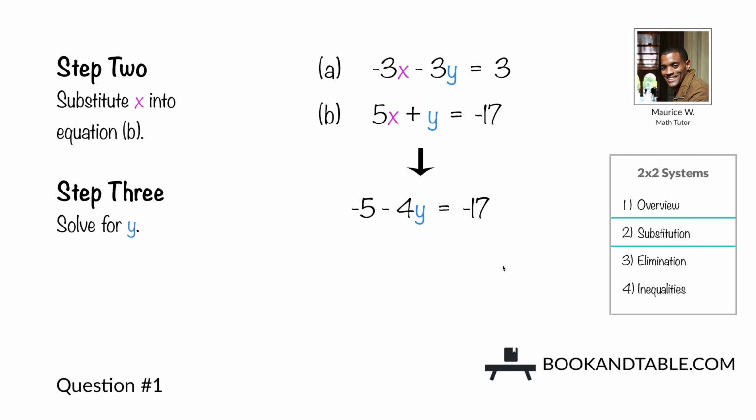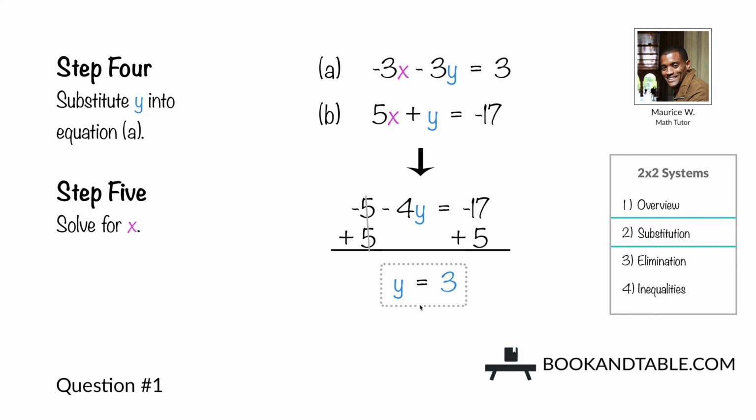And we can solve for y now. So we'll add 5 to both sides to get rid of the negative 5. So we get negative 4y is equal to negative 17 plus 5, which is negative 12. And now to get rid of the coefficient negative 4, we divide both sides by negative 4, giving you y is equal to negative 12 divided by negative 4, which is positive 3. So now that we've solved for y, step 4, we want to substitute y into the other equation, equation A.